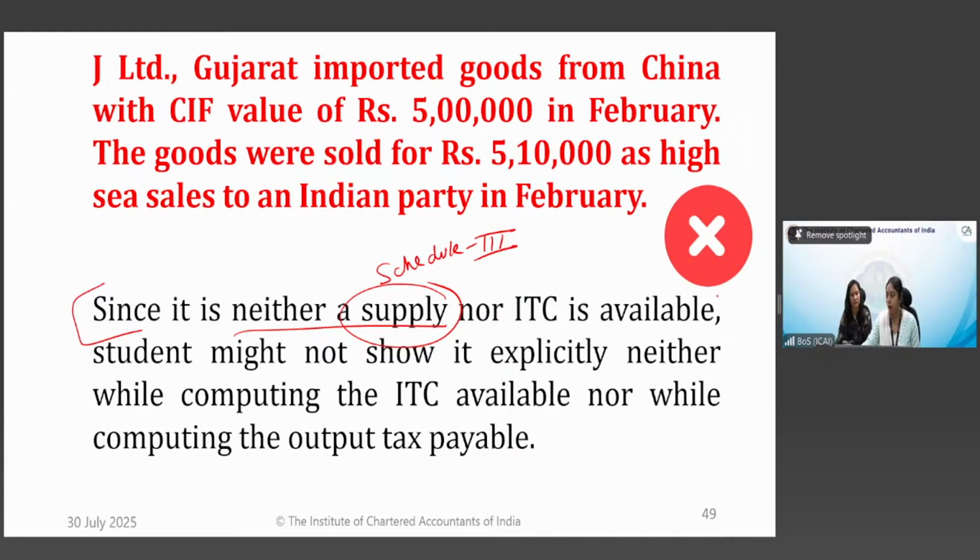Now, this is one of the treatments, and all of you know this also. That is good that you know this treatment. Now, the point is what students will do in this case question. This is a presentation problem. They will not show it anywhere in the question because they will feel that it was imported, but GST will not be levied because it's not a supply as per GST. So they will not show it anywhere, neither in output tax nor in the ITC table. They will not write it in both tables, and they will feel that we have done the correct treatment.